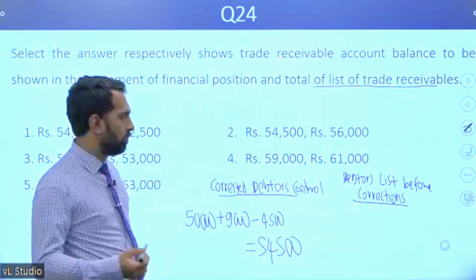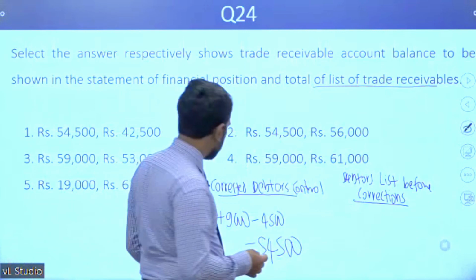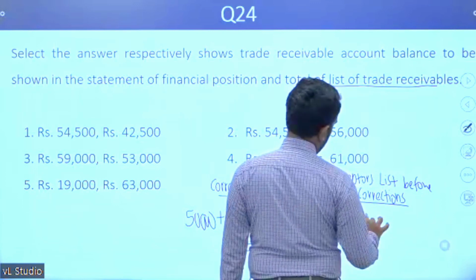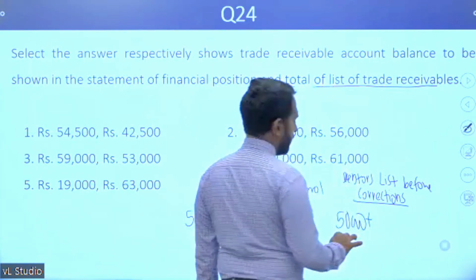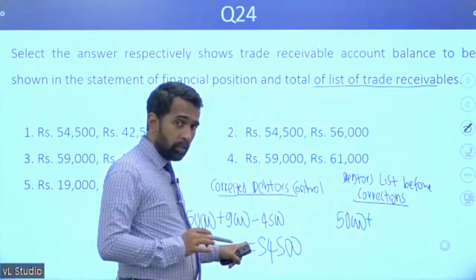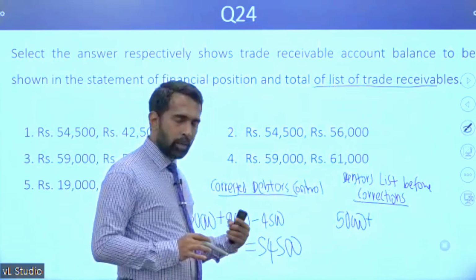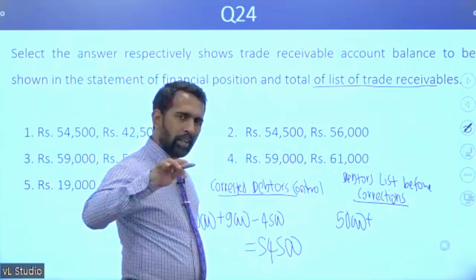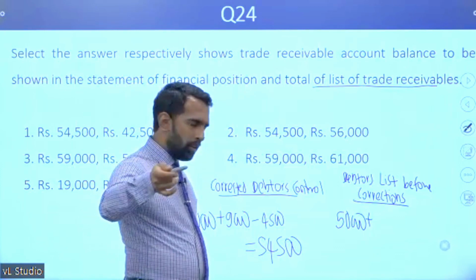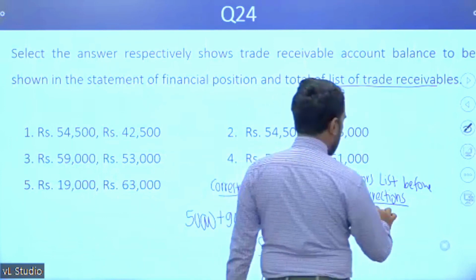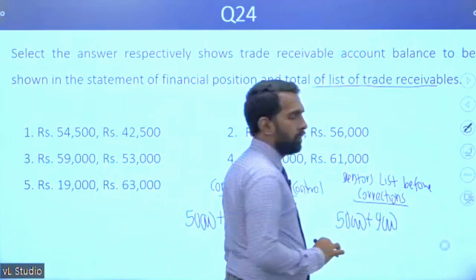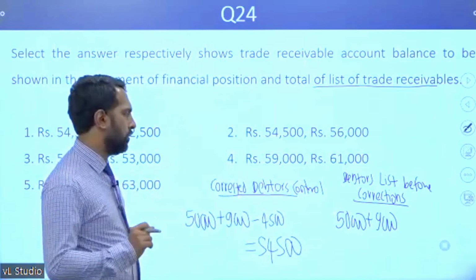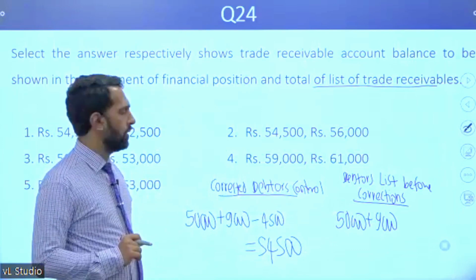Then the debtors list before the corrections. Once again, I'll start from this 50,000. Now guys, this 9,000 error was there in the debtors control account. It was not impacting the debtors list, right? So this error was not there in the debtors list, and that we have to add. It was not there in the debtors list. Therefore, no issue on that.